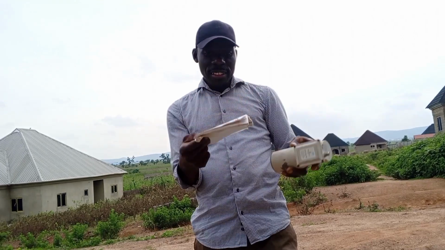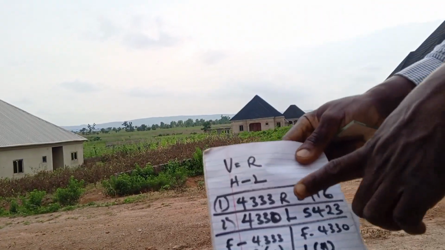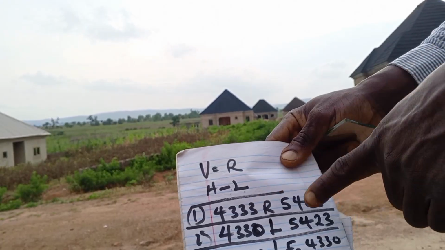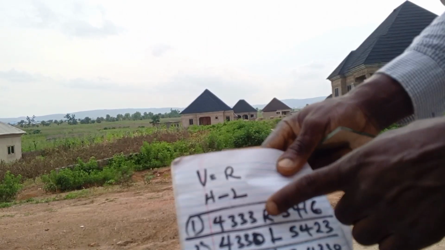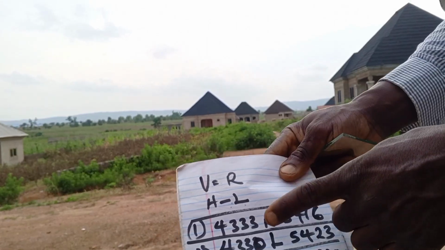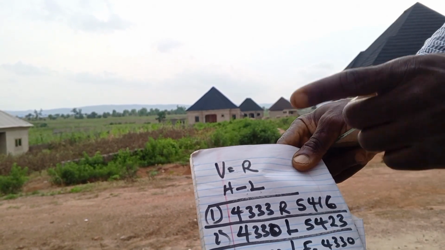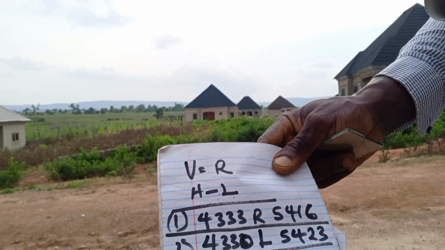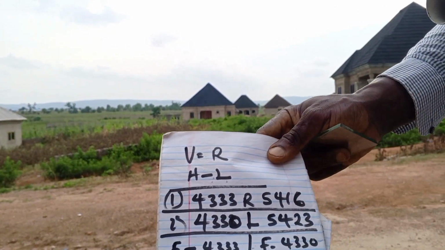So in instances like this, you have something like 433R 5416. The R here is a circular polarization. So we want to convert it to our normal linear polarization. So just hold on as we go through it step by step.